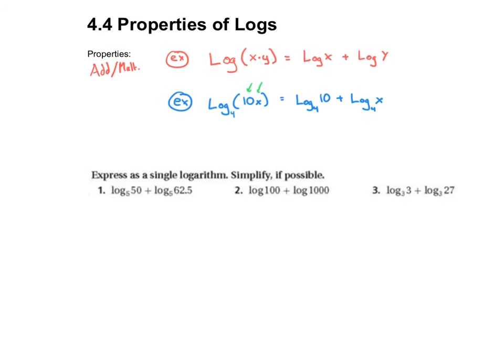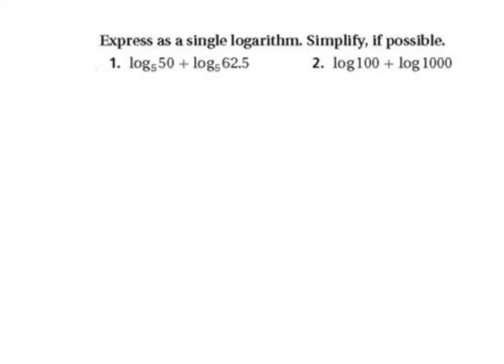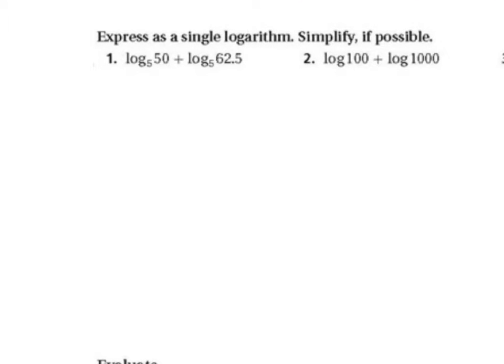All right, let's try this. Express as a single logarithm, simplify if possible. All right, so check the first one. It's log base 5, log base 5. Okay, so since we have the number, and they're adding these two things, that means since they're the same base, let's just squish them together and let's go log base 5. And inside there, it's going to be 50 times 62.5.